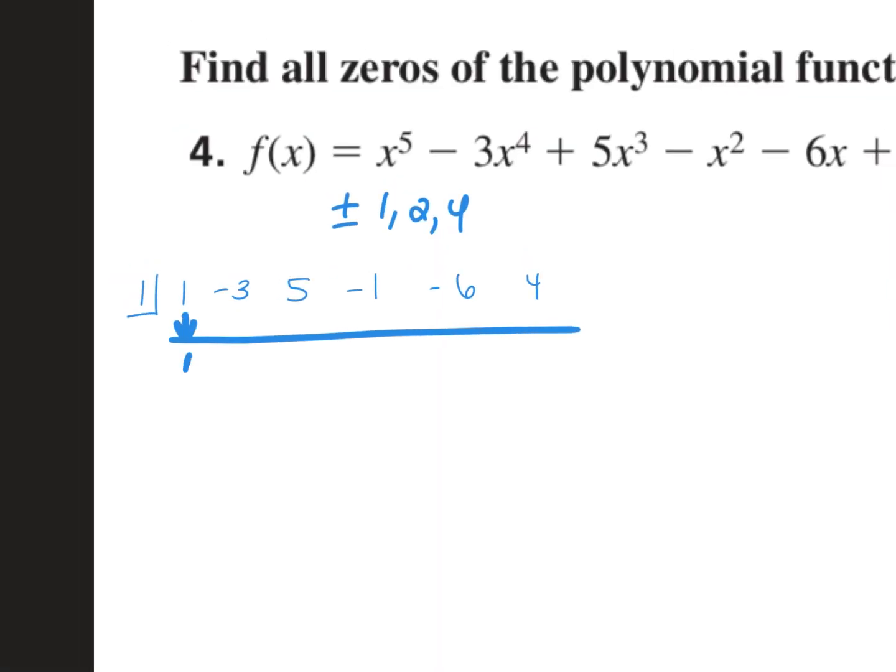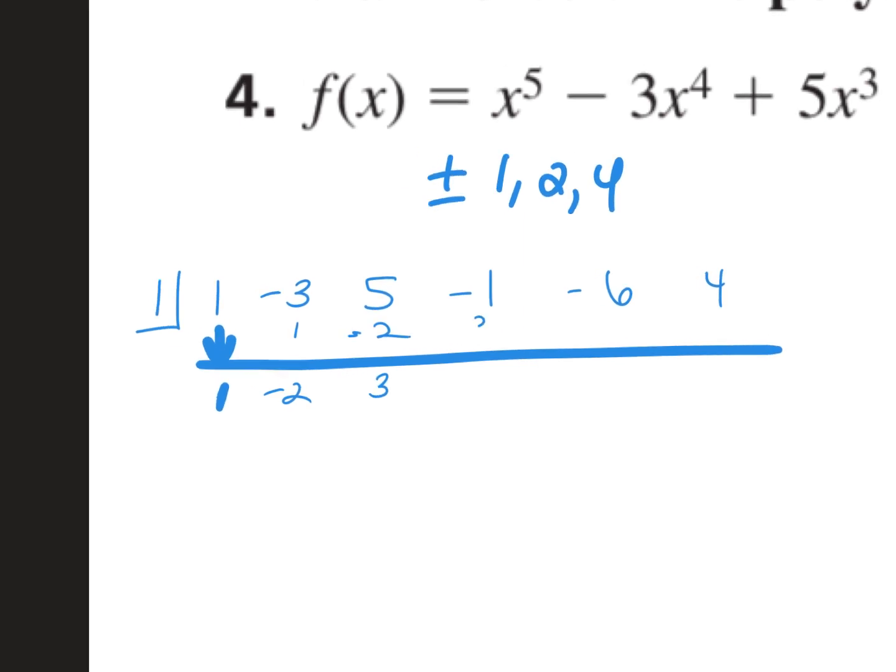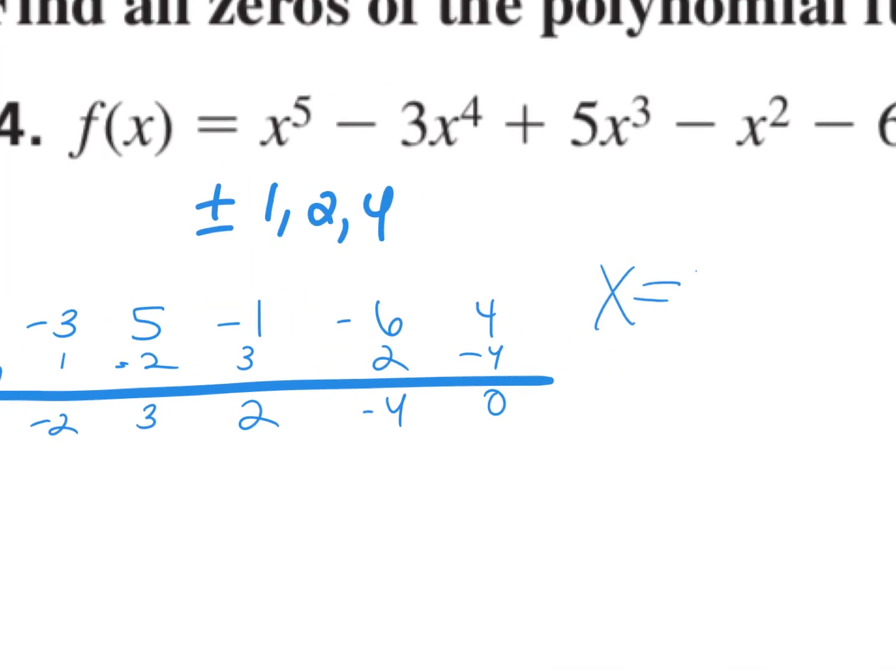Okay, so bring down your 1. 1 times 1 is 1. Negative 3 and 1 is negative 2. Negative 2 and 1 is negative 2. 5 minus 2 is 3. 3 times 1 is 3. Negative 1 and 3 is 2. 2 times 1 is 2. Negative 6 and 2 is what? Negative 4. Oh, what do we find out here? We lucked out, huh? My remainder is 0. I know that 1 is a factor. So one of my solutions is x equals 1.